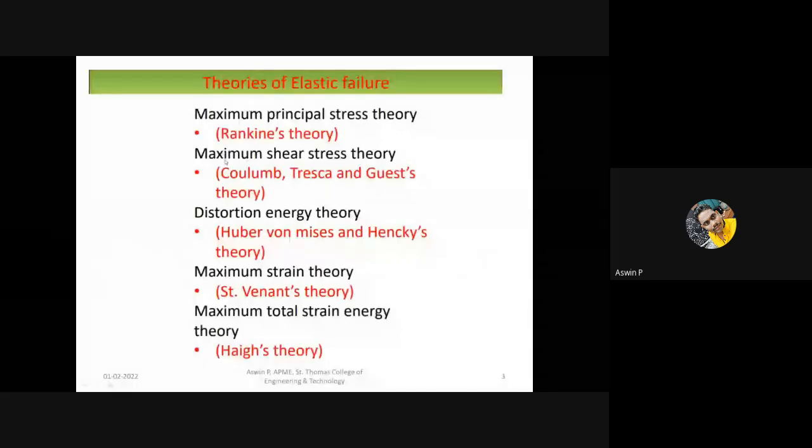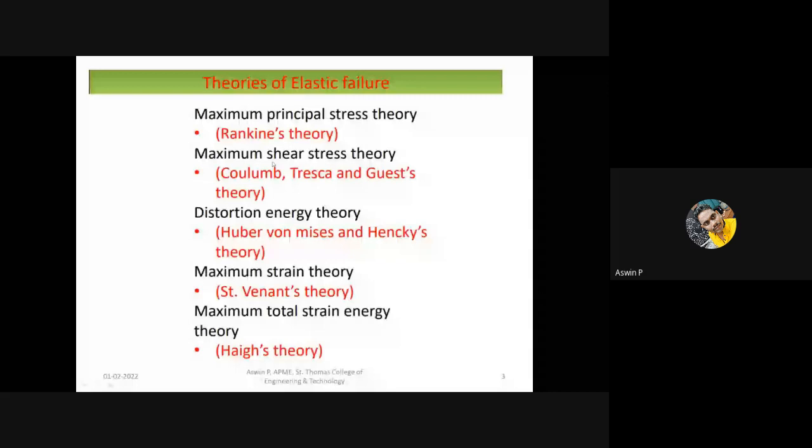The second one is shear stress theory. It is also known as Guest theory or Coulomb theory or Tresca theory. Normally, they will ask Guest theory or maximum shear stress theory. And after that, not this one.